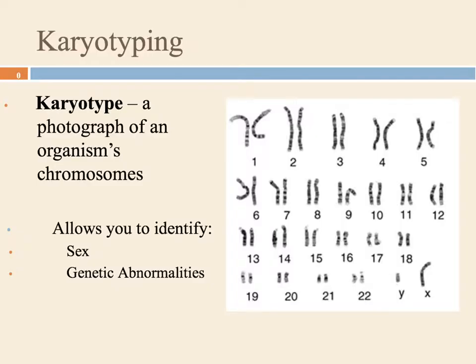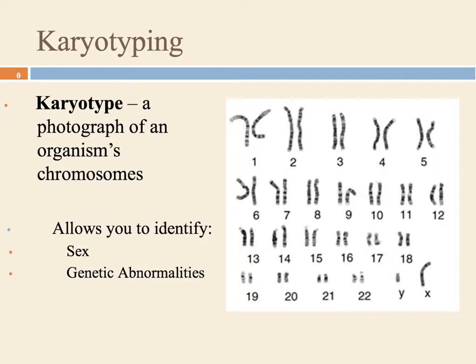The first tool that we're going to talk about is a karyotype. A karyotype is a photograph of an organism's chromosomes. They are going to be different, obviously, for different individuals. For example, for a female, if you notice here on the slide, remember the first 22 are numbered. These first 22 chromosomes are what we refer to as autosomes. And then that 23rd pair, remember we said, is our sex chromosomes, and that tells us whether or not an individual is a male or a female.